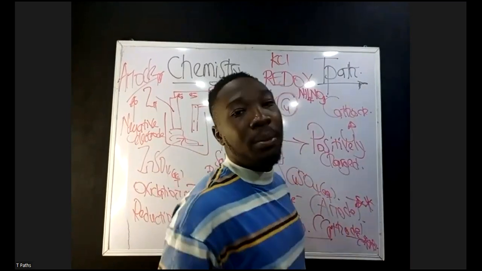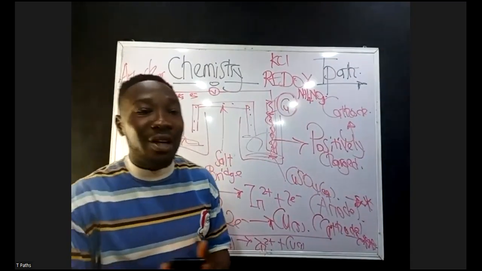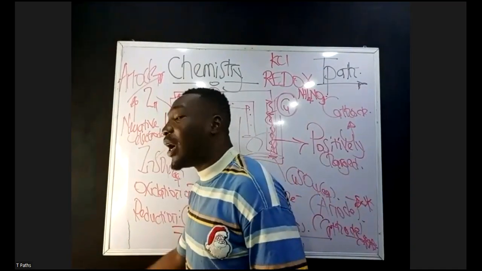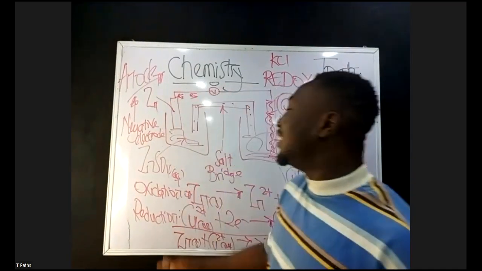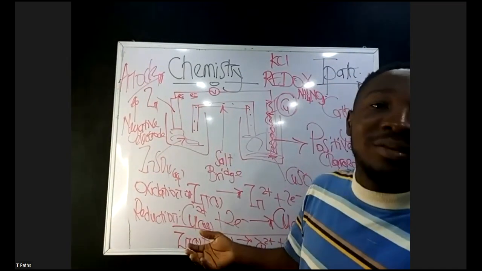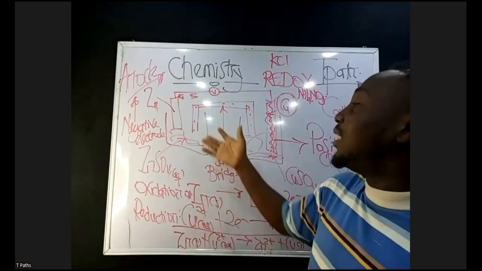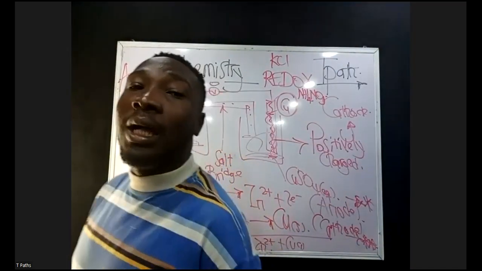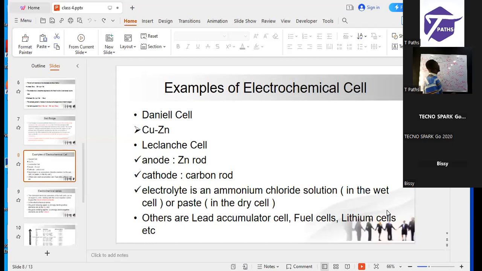Now, what are the examples of electrochemical cells? We have learned about electrochemical cells, so what are examples of them? Number one, the Daniell cell. It is a very popular cell. The Daniell cell is the one I've been talking about here. It is the copper to zinc electrode cell, very popular in chemistry. It consists of the zinc and copper electrodes, and that's what I'm talking about today.